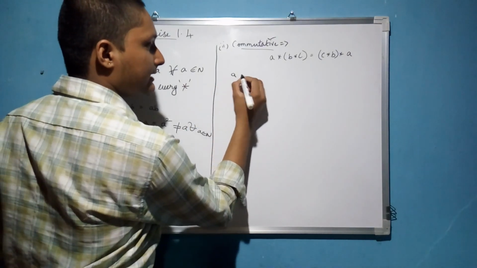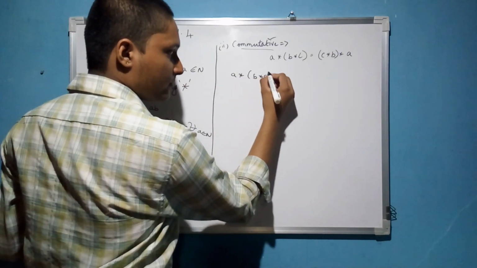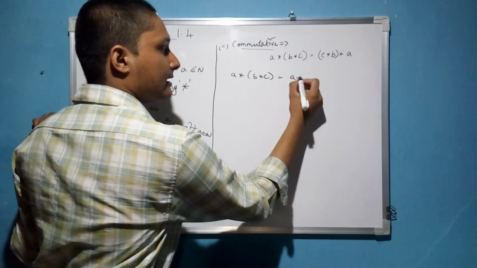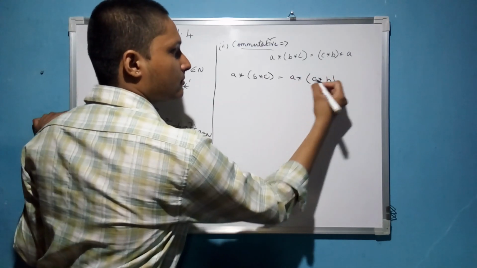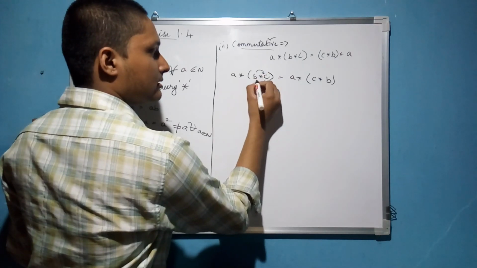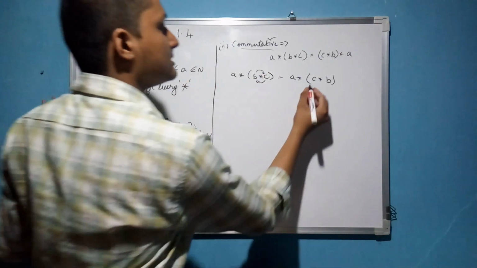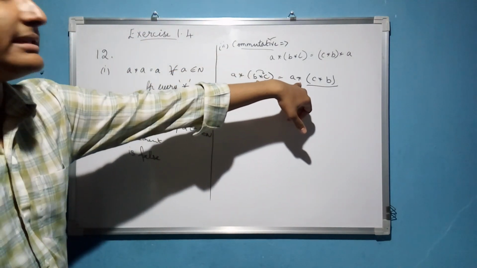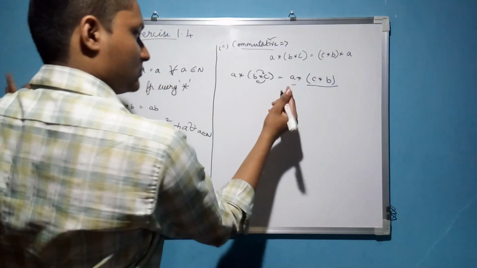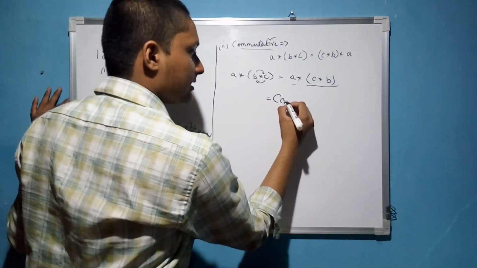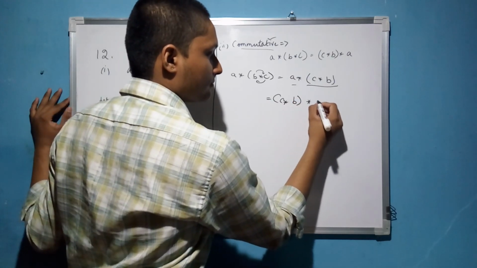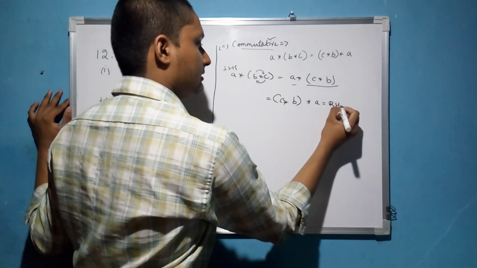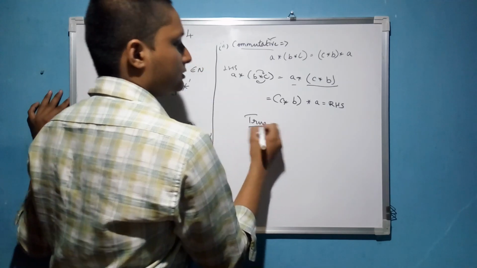So let me take the left hand side, that is (a star b) star c. If it is commutative, I can just interchange these two, so this comes to be (a star b) star c becoming c star b, then star a. I just interchange this. Now consider this as one element and this as one element. Since star is commutative, I am going to interchange these two. It comes to be (c star b) star a. That is the RHS. Therefore the given statement is true.